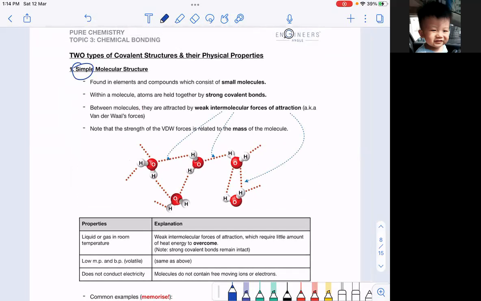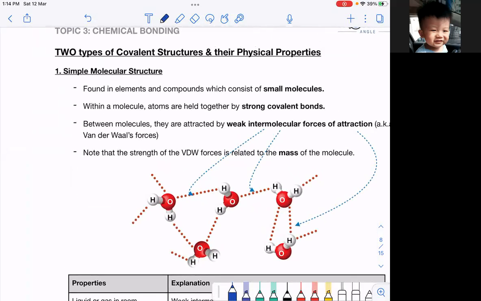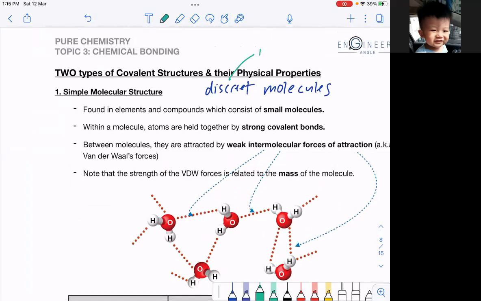Now, covalent structure, simple, there's another word for it, discrete. They exist in discrete molecules. Discrete means individual, separate.